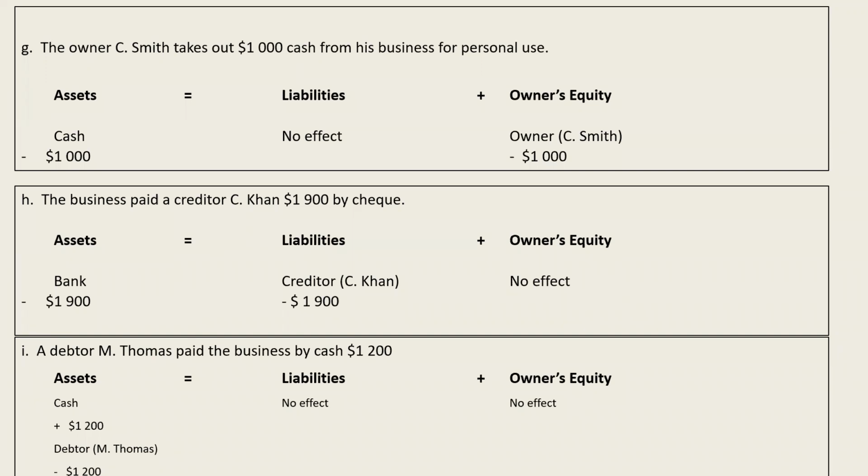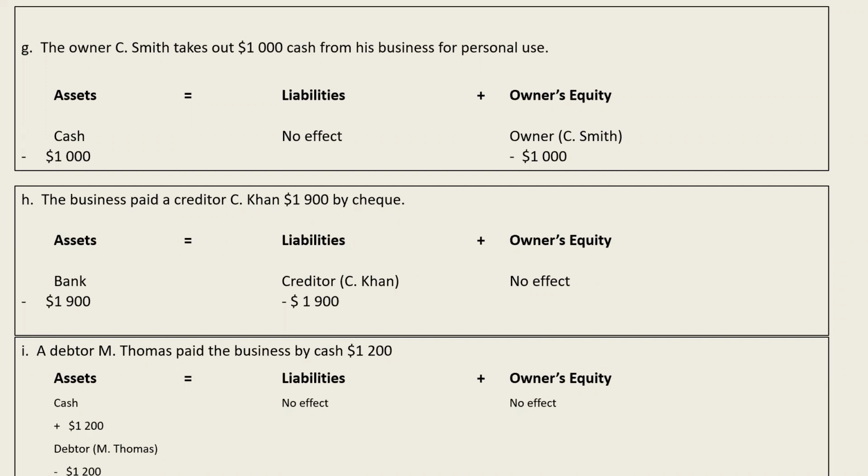A debtor, M. Thomas, paid the business by cash. So a debtor is someone who owes the business money. So if the business is being paid by M. Thomas, the business is in fact receiving money. So we put a plus in front of cash because M. Thomas paid $1,200. So since the business is receiving that $1,200 cash, you put a plus. It is a plus for the business.